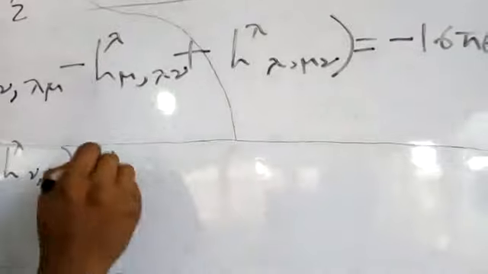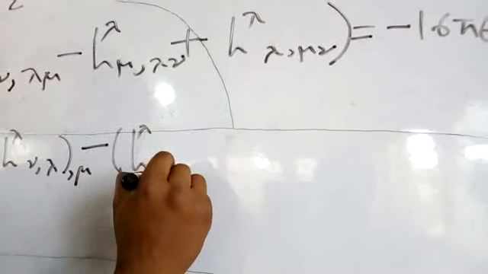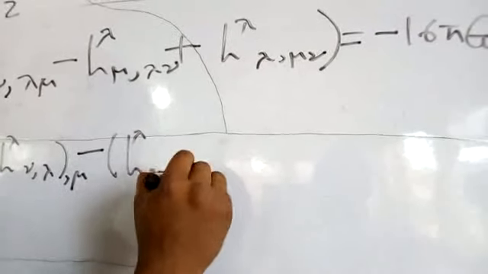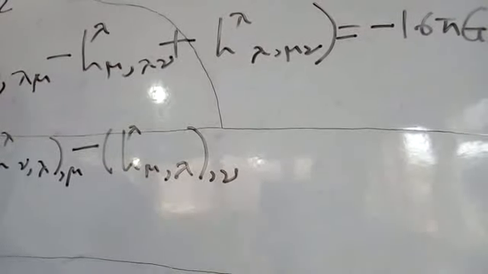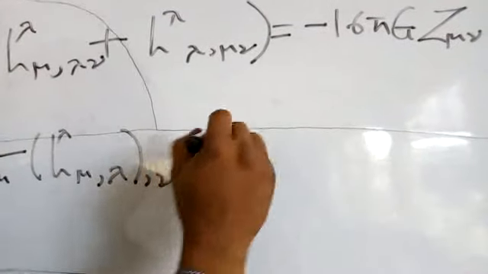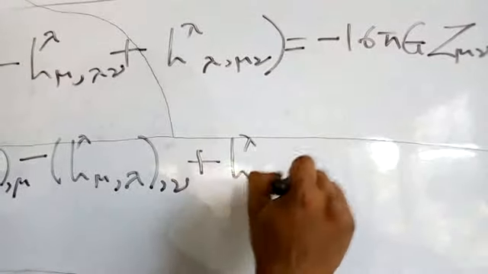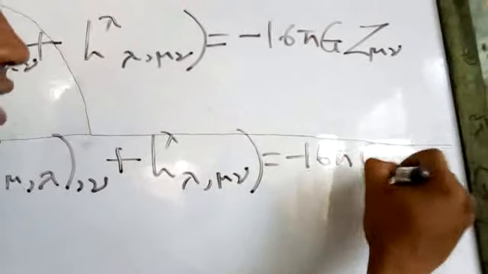And this again is minus. I can write this as h lambda mu, comma here. What have I got? Yes, another lambda, and then here, comma nu. This is what I've got. I can write that as that. And then finally, I have here plus h lambda lambda, comma mu nu, equal to minus 16 pi G T sub mu nu. Why am I doing this?